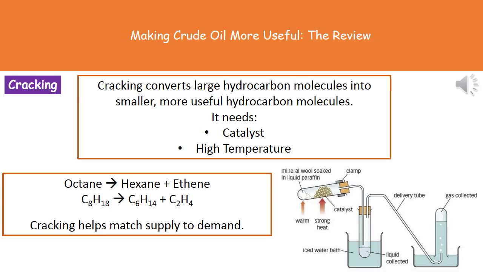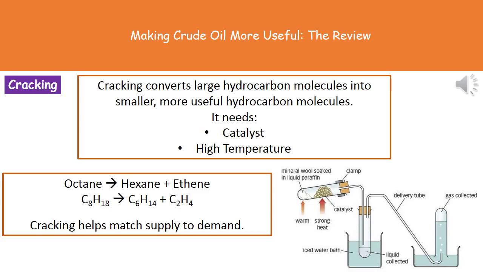In order to do this, we need two things. We need a catalyst and we need a high temperature. So what we can see in the bottom right is an example setup of the equipment you should have used in class to do this experiment. So what we've got in our test tube there is a catalyst. You've also got your mineral, which is going to be soaked in paraffin.